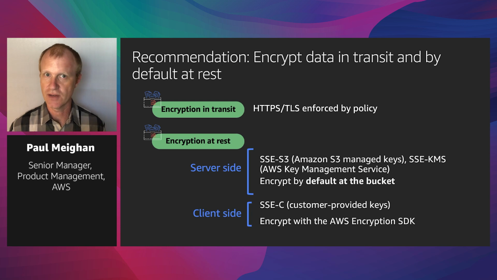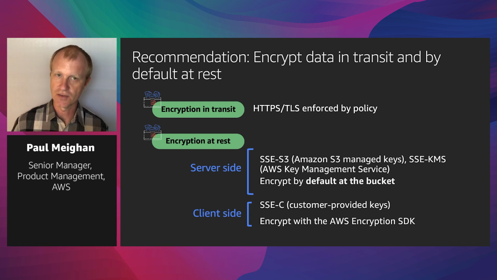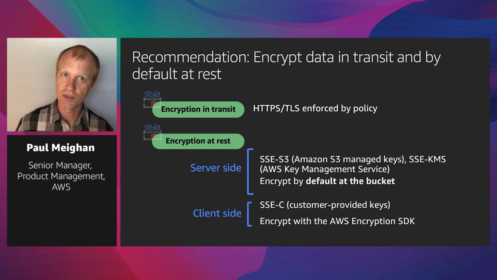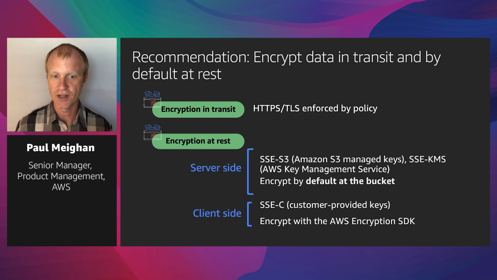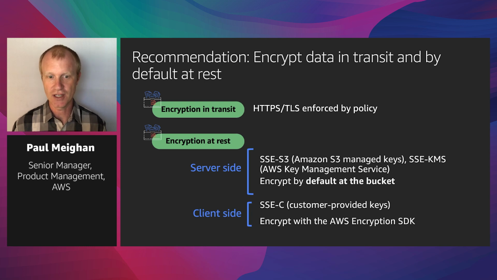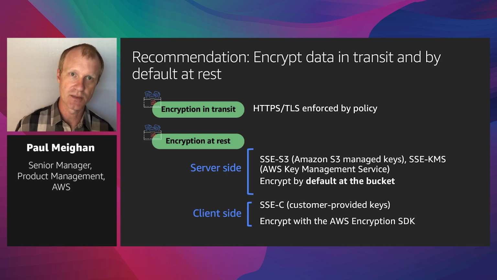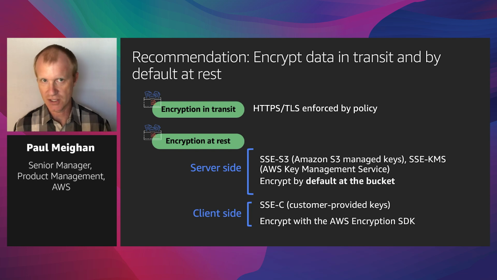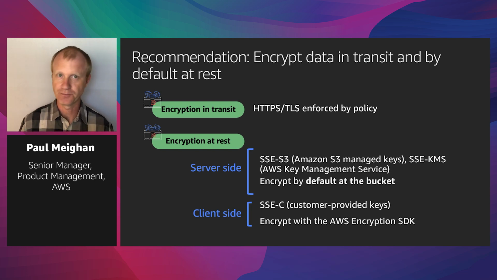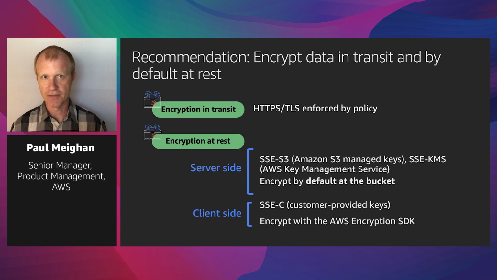For encryption at rest, we have a couple of options. We have server-side encryption options where you can flip a switch and sort of delegate it to us. We call that SSE-S3. That's Amazon S3 managed encryption keys. Or you can rely on encryption keys that are managed by the AWS Key Management Service, or KMS, right? So at the bucket level, you can flip that switch either way that says, hey, I want my stuff encrypted with keys managed by S3 or keys managed by KMS.